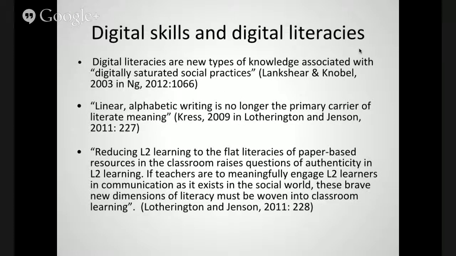The goal was to develop these students' digital skills, or, to speak broadly, digital literacies, which could be defined as new types of knowledge associated with digitally saturated social practices. It is stressed in a number of publications that linear alphabetic writing is no longer the primary carrier of literate meaning, and that reducing second language learning to just flat literacies of paper-based resources raises questions of authenticity in second language learning, since students engage increasingly more often in digital online communication.